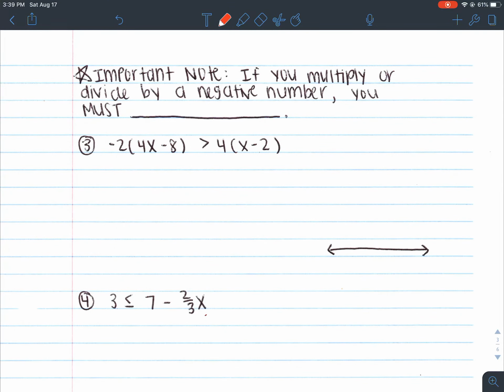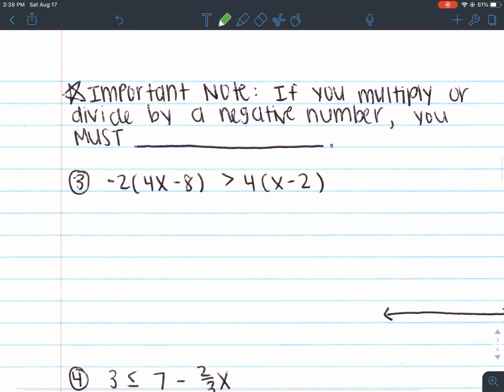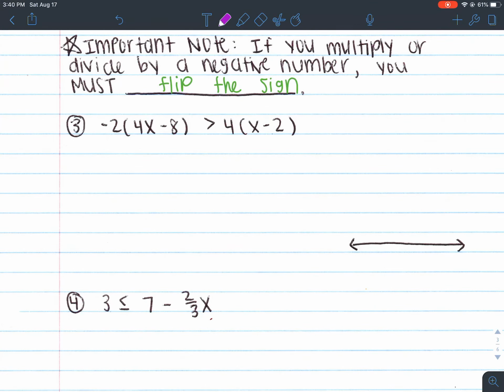All right, important note. If you multiply or divide by a negative number, you must flip the sign. Now, this is a rule that you might have encountered back in middle school when you were learning pre-algebra and stuff. So if that's not something new to you, good. If it is, then welcome, right? So if you divide or multiply by a negative number, you must flip the sign. And it is only in that step that you flip the sign. So you're dividing by it or multiplying by it.